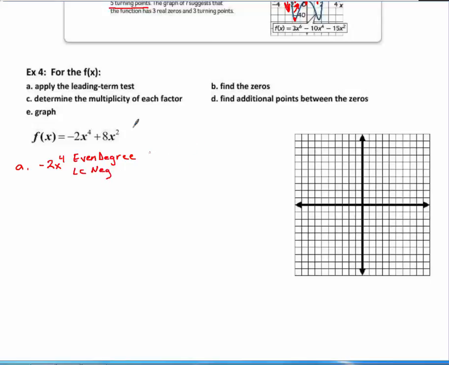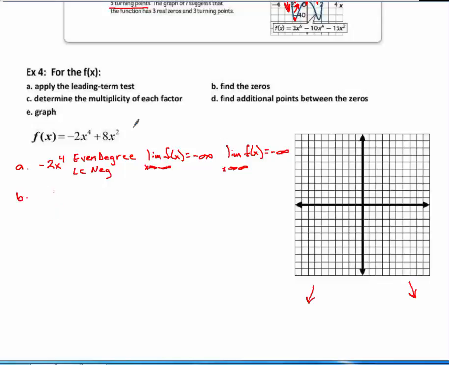So we know that means that the limit as x approaches negative infinity of f of x is going to equal negative infinity, and that the limit as x approaches positive infinity of f of x is also going to equal negative infinity. And so that just means that our graph is going to be going down and down when we finally draw it. All right, so let's go on to B.